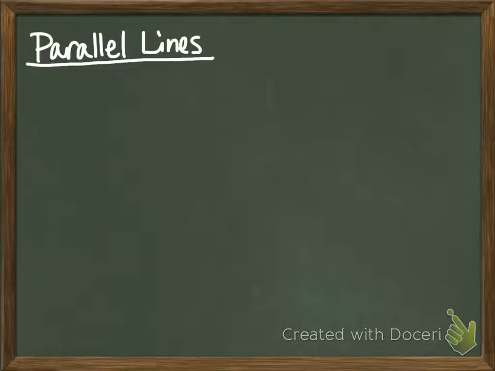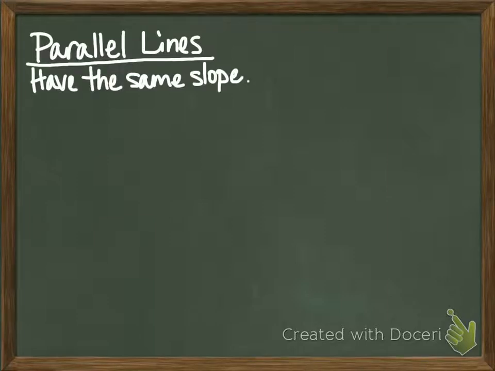So next we're going to look at parallel lines, and in geometry you learn that parallel lines don't intersect each other, so that means that they have the same slope. They rise and run the same amount.